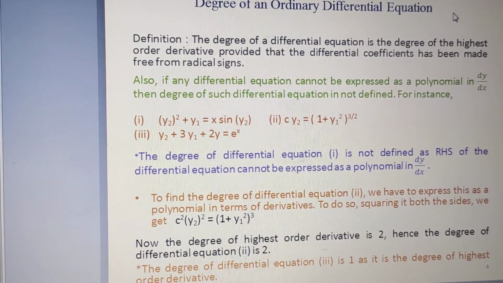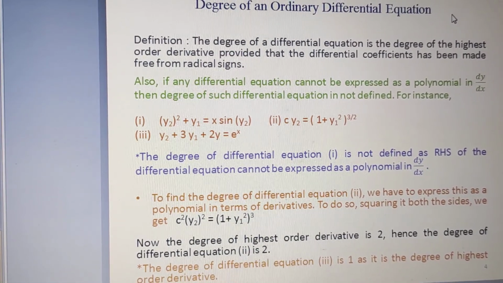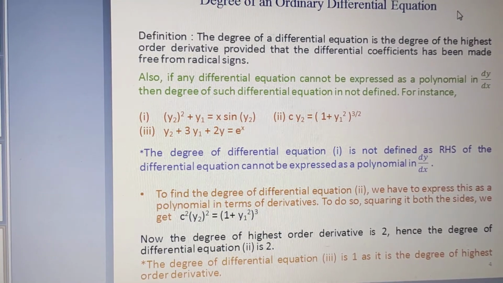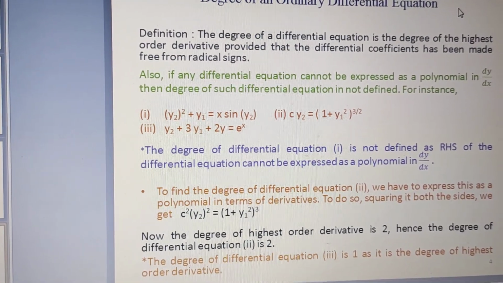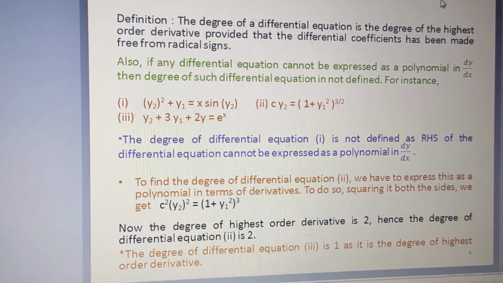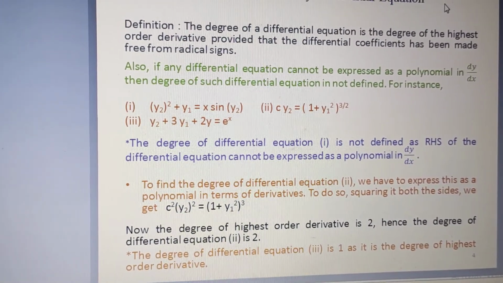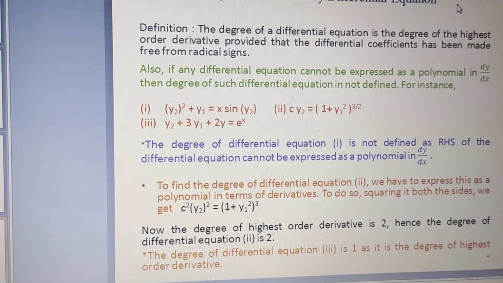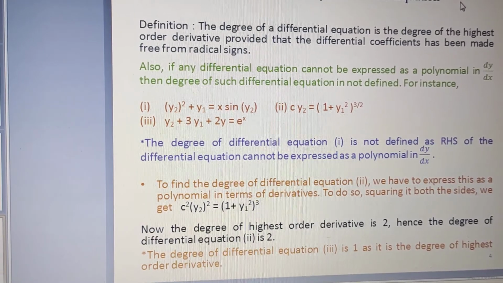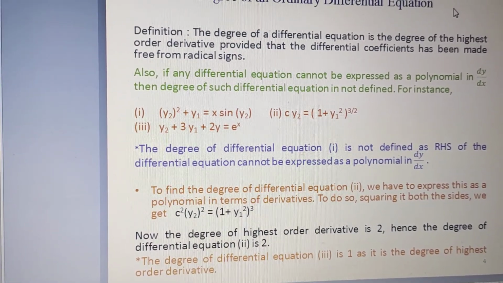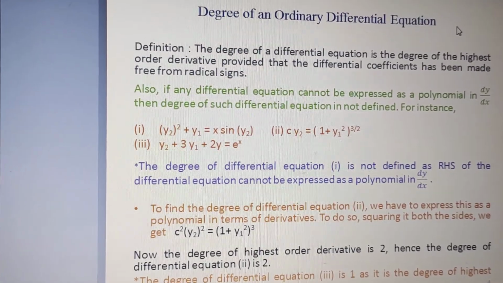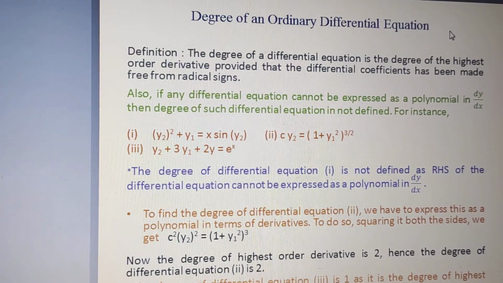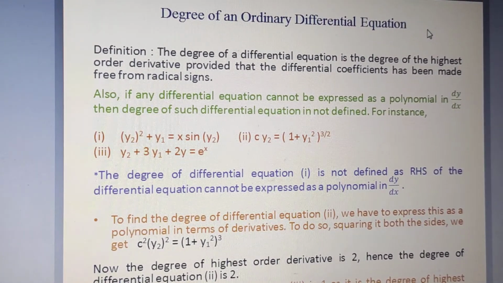First one is y2 square plus y1 is equal to x sine y2. The degree of differential equation 1 cannot be defined, as the right hand side function, sine y2, that is sine d2y upon dx square, cannot be expressed as a polynomial in the derivatives. So for this differential equation, y2 square plus y1 is equal to x sine y2, the degree cannot be defined.